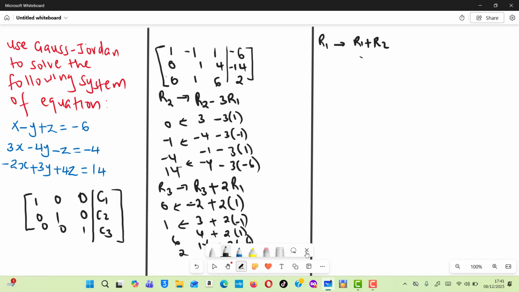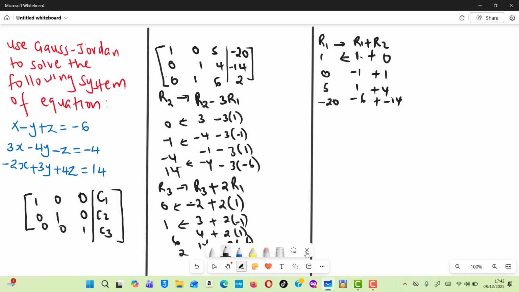Row 1 is 1, negative 1, 1, negative 6. We add row 2, which is 0, 1, 4, and negative 14. Our new row 1 will be 1, 0, 5, and negative 20. So we're going to remove the original row 1 and replace it with these values: 1, 0, 5, and negative 20.